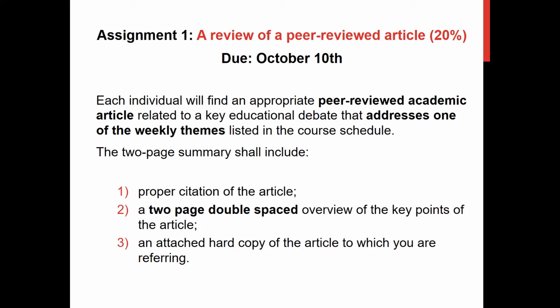So before we begin the tutorial, let's just go over what the assignment is asking. It's due on October 10th. As noted in the course outline, you are asked to find an appropriate peer-reviewed academic article related to a key educational debate, issue, or topic that is addressed in this course. You're then asked to write a two-page summary of this article, and it should include proper APA citations. You have to make sure that it's double spaced and it has the overview of the key points of the article, and you're also asked to hand in a copy of the article with your assignment.